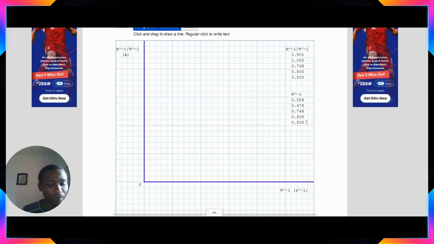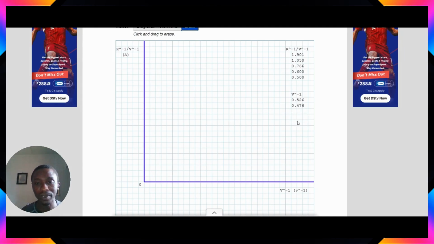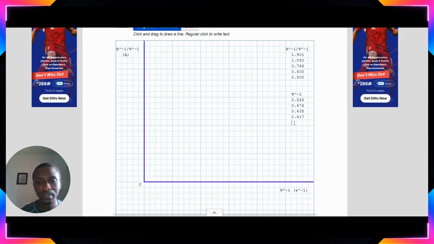Okay, the first value of V is 0.526, that was correct. The second value is 0.476, that was also correct. I think from the third value, all those ones are incorrect. So for the third one now, that is 0.435. Then the next one is 0.417. And the last one is 0.400. Okay, I think we are good to go now.